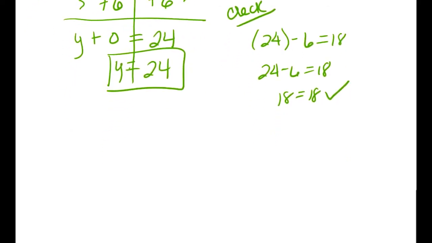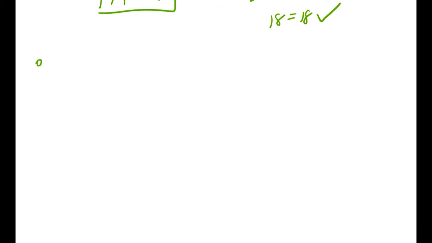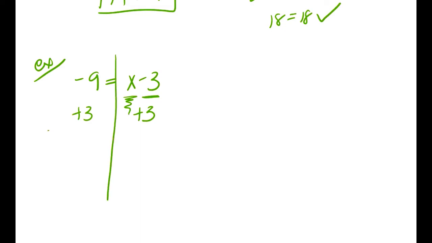Okay, I'm going to do one more subtraction problem for you, and then I'm going to do a word problem. What if I have -9 equals x minus 3? First thing I want to do is identify the variable. And then notice -3 is being attached. So I undo -3 or subtracting 3 by adding 3 to both sides. Then I bring down my x and I perform this operation.